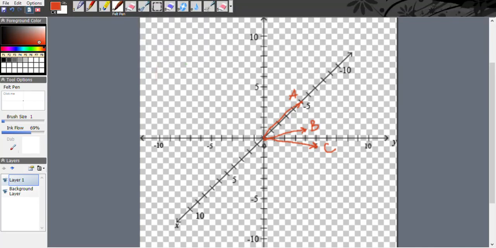In this video, I'm going to show you how to sketch a parallelepiped on a Cartesian space. So the three given vectors, OA, OB, and OC, are already on Cartesian space.